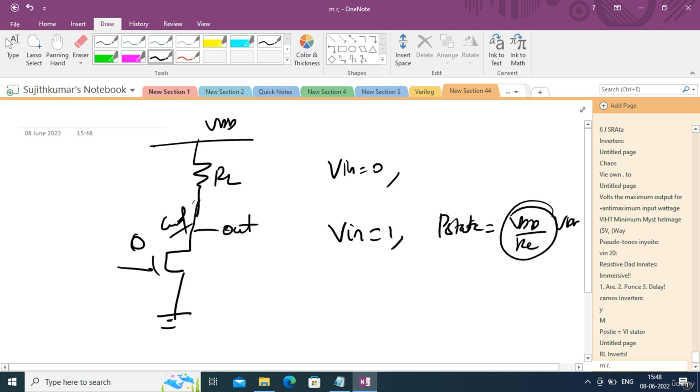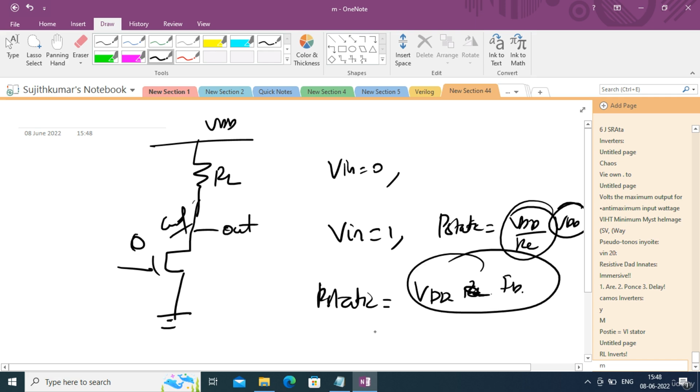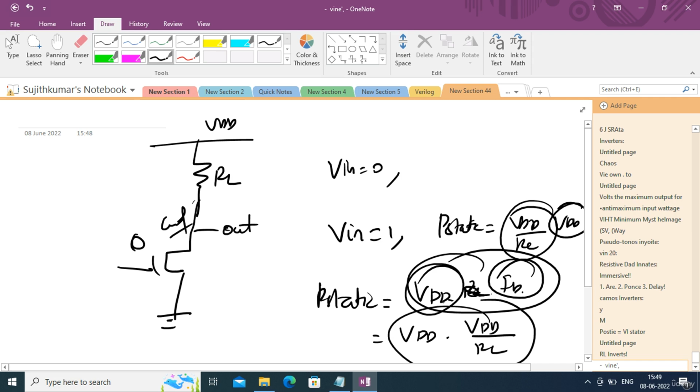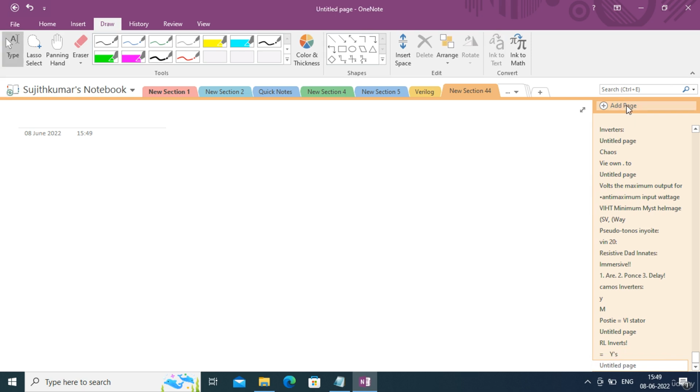You have to multiply again with VDD, because you know that static power is VDD into ID, the voltage into current. Voltage is VDD. ID is nothing but VDD by RL. So this is the static power consumption when you are having Vin as 1, the static power consumption of a resistive load inverter. Thanks a lot.